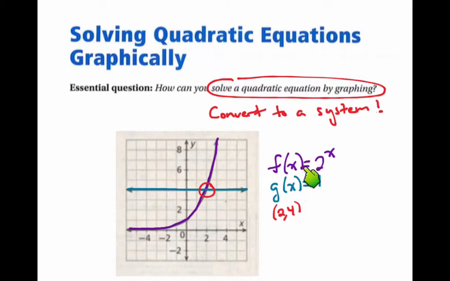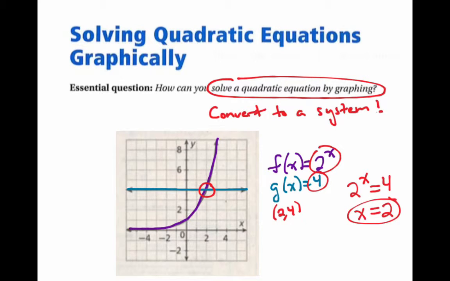But what if instead of giving it to you as a system like this, I gave it to you as this equation, 2 to the power of x equals 4? If you saw this as a math problem right now, you wouldn't know how to solve it. However, because I've graphed it for you, what do we have? We have that point right there. The value of x for that solution is, what is it? 2. So we know that for this equation, x equals 2. And we can solve that because we converted this equation to a system, graphed it, and there's our solution. So we're going to use that today.